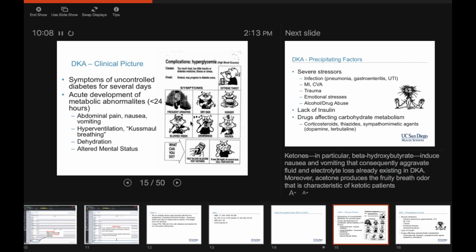Ketones are unpleasant. Okay, you turn your body into this acid state. You get abdominal pain, nausea, vomiting. You get this hyperventilation because you're really trying to breathe off all that acid. You get dehydrated because your sugar's so high. You cannot pee out sugar cubes. Therefore, it takes all water with it, and you're peeing out syrup. You get really dehydrated. Your brain turns to a little raisin, and you become altered. Okay, that is DKA.